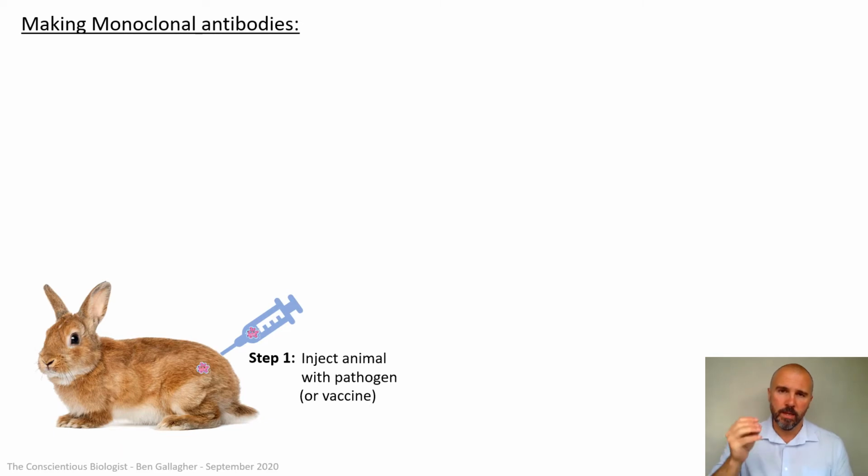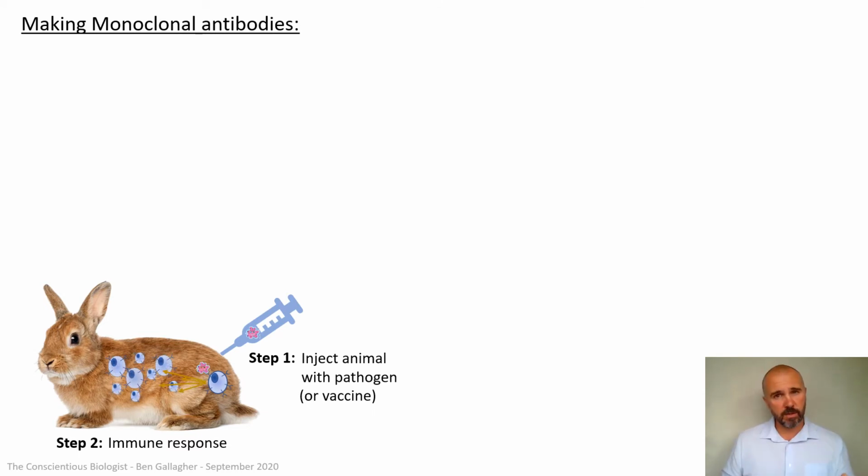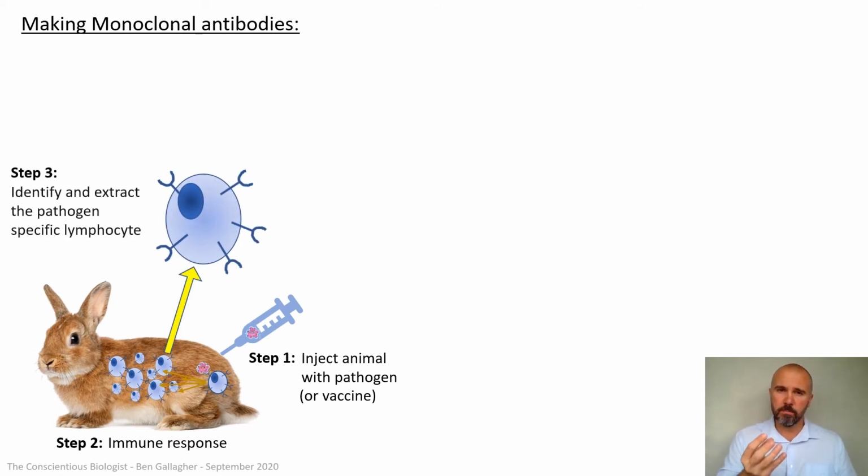Either way, the pathogen itself or the vaccine for that pathogen should stimulate an immune response in that animal, which means it will activate a lymphocyte. The lymphocyte will multiply by mitosis. It will create the antibodies, and those antibodies will go and flood the blood. Now, those lymphocytes are making the antibody for that pathogen. So if you can extract from that animal's blood one of those lymphocytes that has the specific antibody, then you've got the antibody that you need to treat that infection.